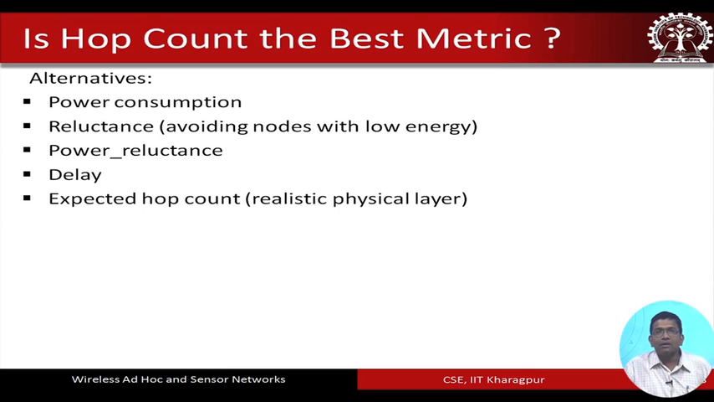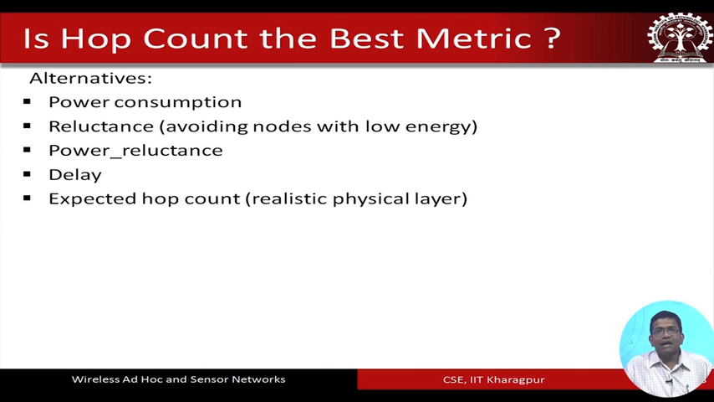Power consumption, we have already seen that sensor networks have to be resource conserving. We have too much of limitation with respect to the energy that can be consumed. So, can power consumption, energy consumption, be used as a metric for determining the path through which the packets are going to be sent?